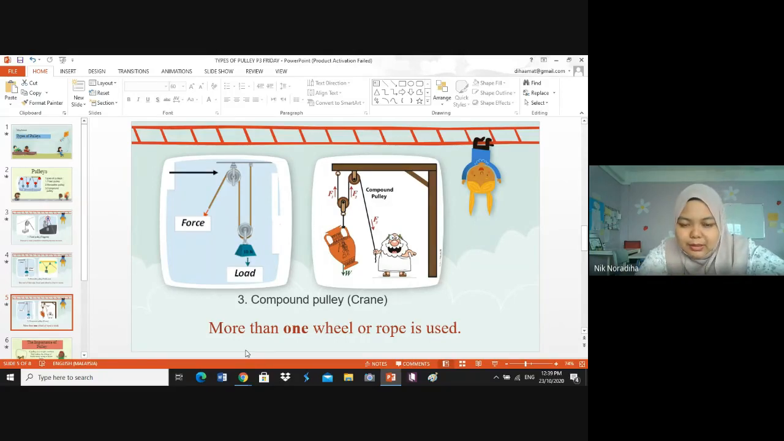Look at the red color. More than one wheel or rope is used. Here we have two wheels, and also sometimes we will use more ropes. In the picture they use only one rope, but sometimes they will use more than one. In both pictures they use more than one wheel, but only one rope. More than one pulley and wheel.